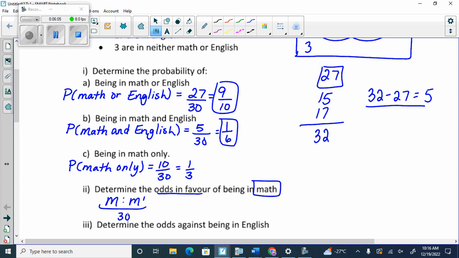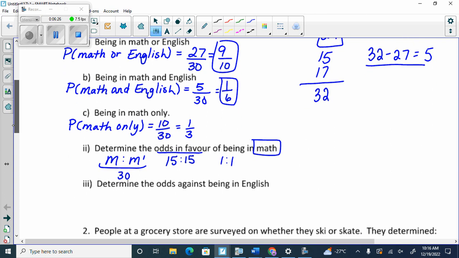So how many are in math? 15 are in math. How many are in not math then? 15, because they should total to 30. So it's 1 to 1. It's equally likely that they're in math or not math from this class.